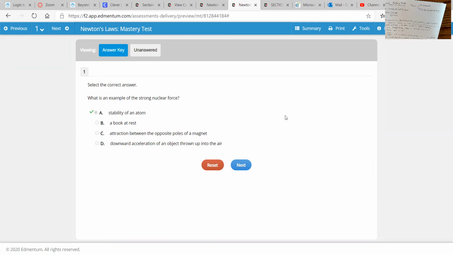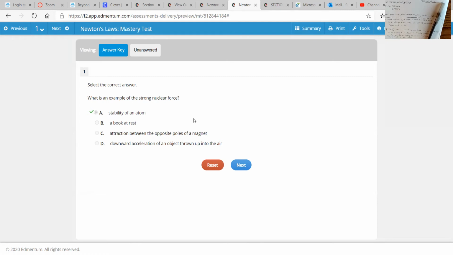And today we're looking at Newton's laws. So we're going to be answering questions that deal with Newton's 3 laws of motion. And this first question asks about the strong nuclear force. That is the force that holds an atom together. That is the force at the atomic level that holds these particles in place.